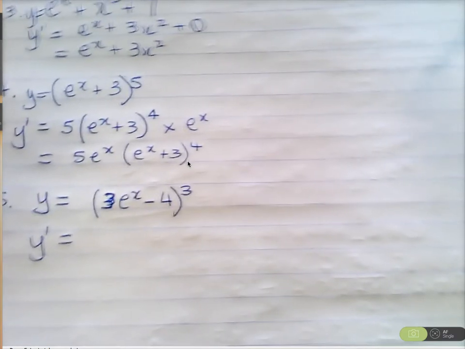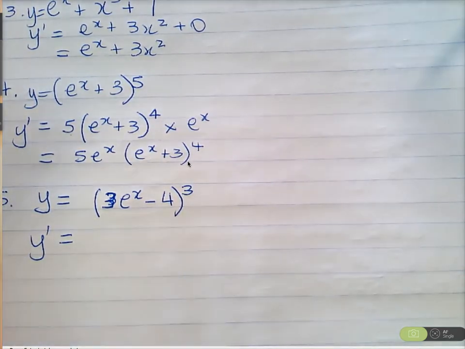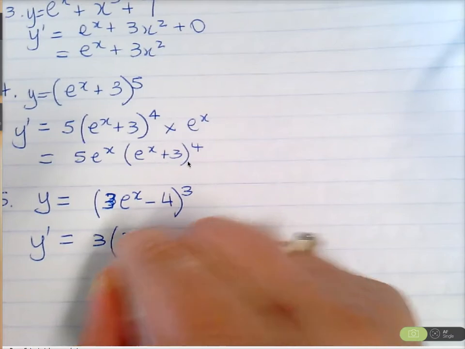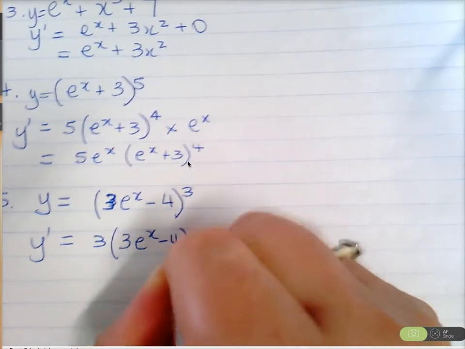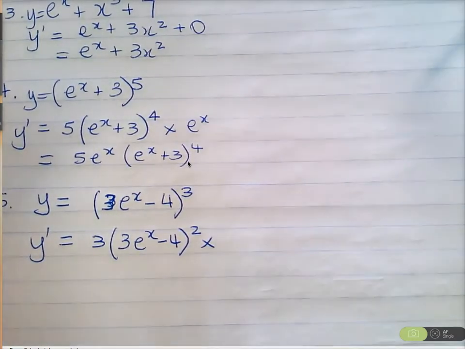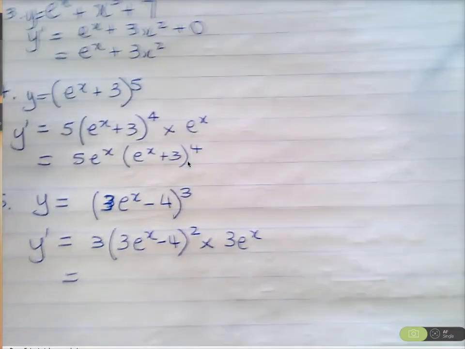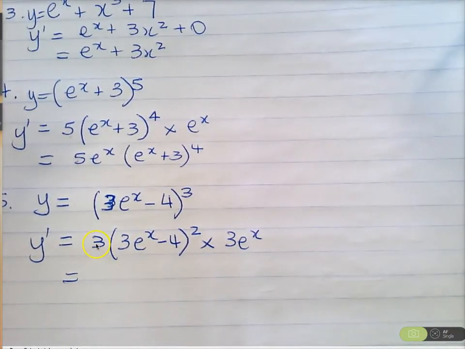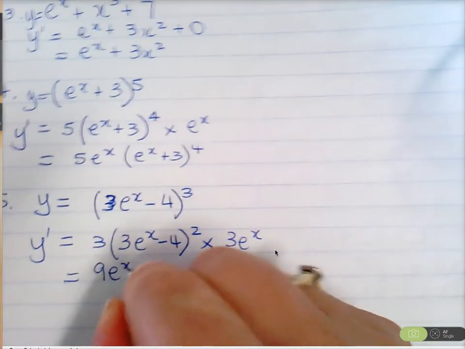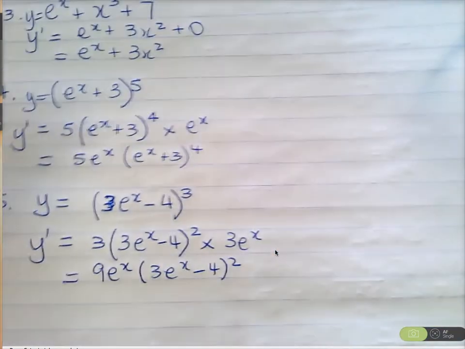How do you do it? Y equals (3e to the x minus 4) cubed. What do we do again? Bring the 3 to the front. 3(3e to the x minus 4) squared times, don't forget to differentiate what's inside, 3e to the x. Now, we don't like to keep those two separated. The 3, you can do 3 times 3e to the x is 9e to the x, bracket 3e to the x minus 4 squared, leave it as is.